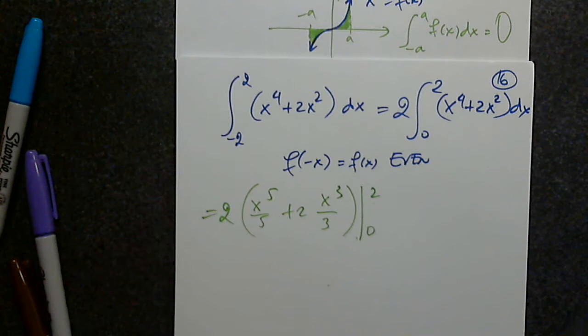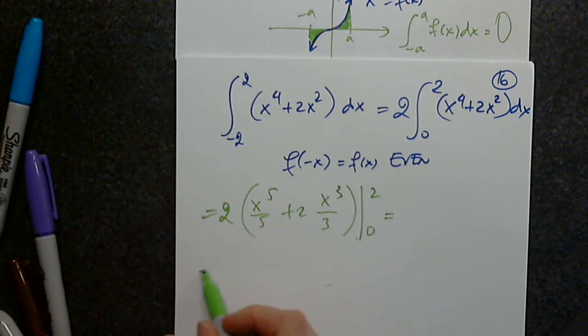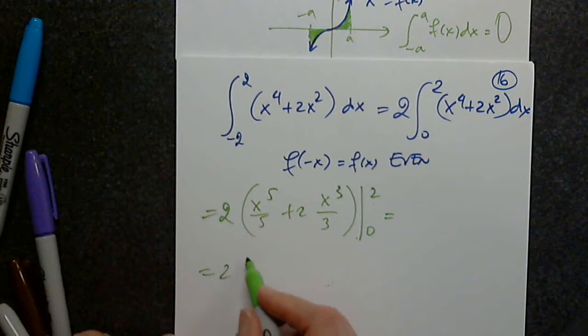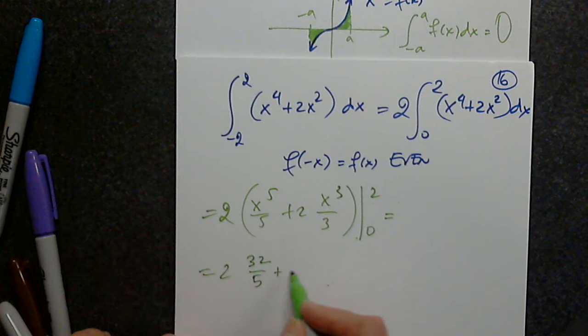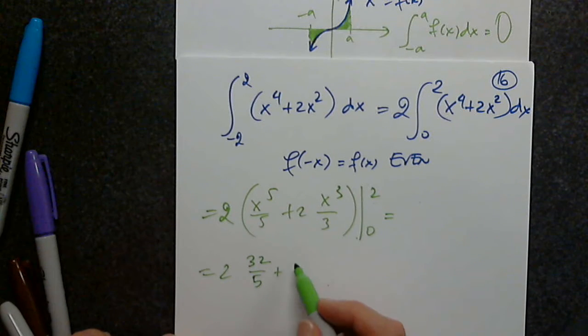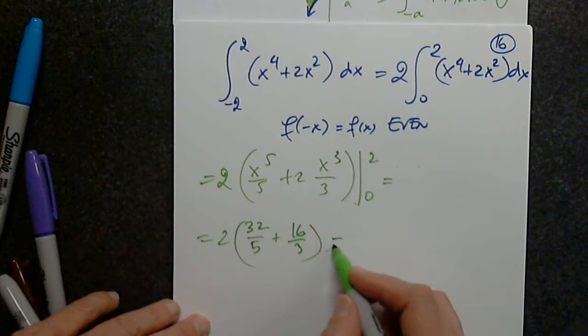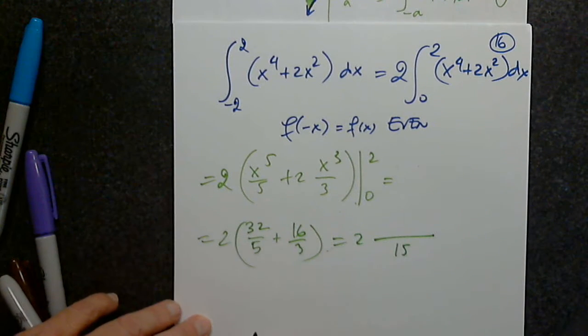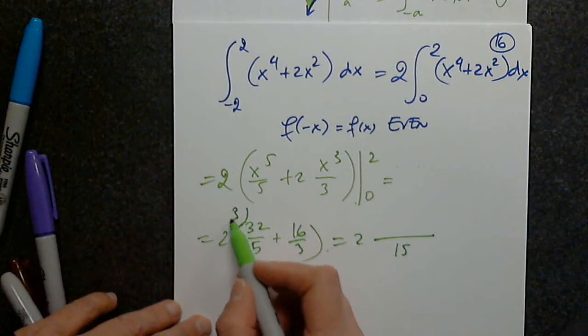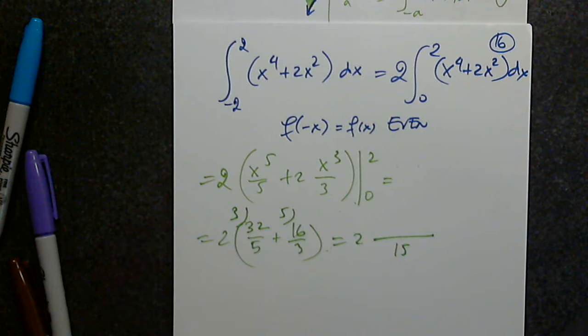It is much easier to plug in 2 than to plug in -2. And in this case, since I have 0, I don't even need to plug in 0 because it's all 0. All zeros when I plug in 0. So it's 2, 32 over 5 plus, so that's 8 times 2, 16 over 3. The least common denominator is 15. The first one needs a 3 and the other one needs a 5.